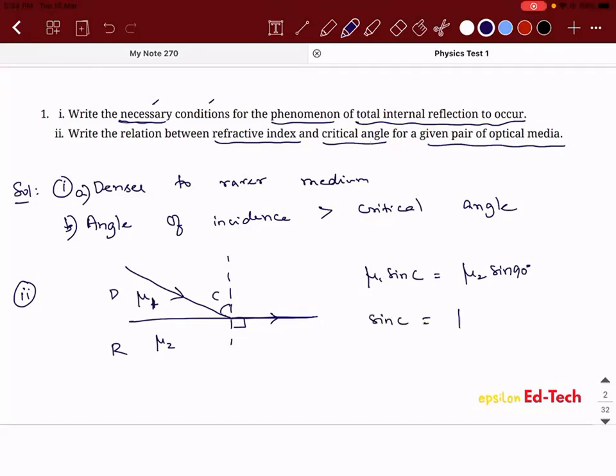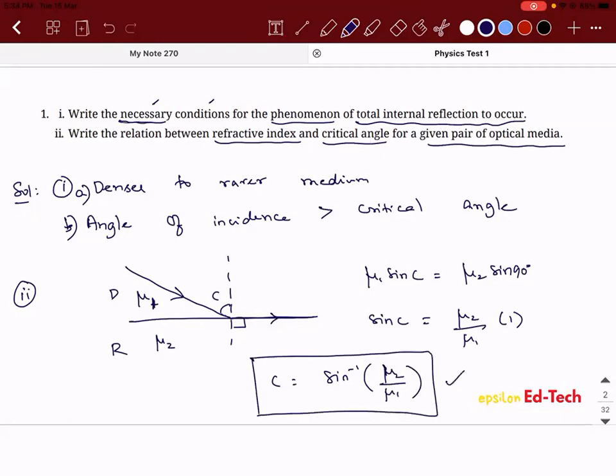And sine C will be equal to mu2 divided by mu1 into sine 90. We know that sine 90 is 1. So C will be equal to how much? Sine inverse of mu2 divided by mu1. This is what they asked us. That is, you need to write the critical angle in terms of the refractive index of the given pair of optical media. I hope it is clear, right?